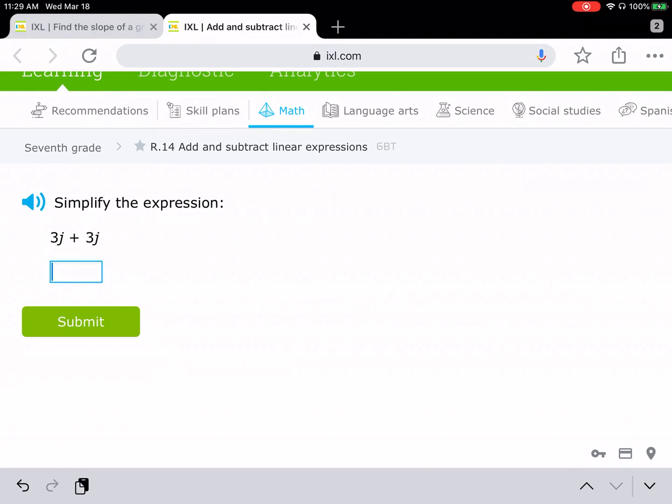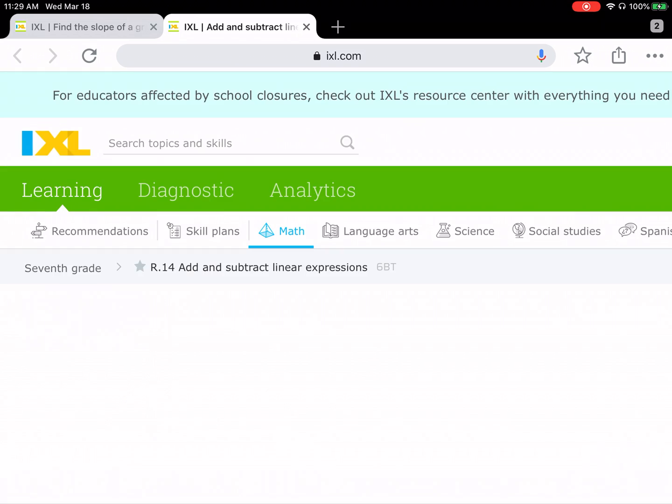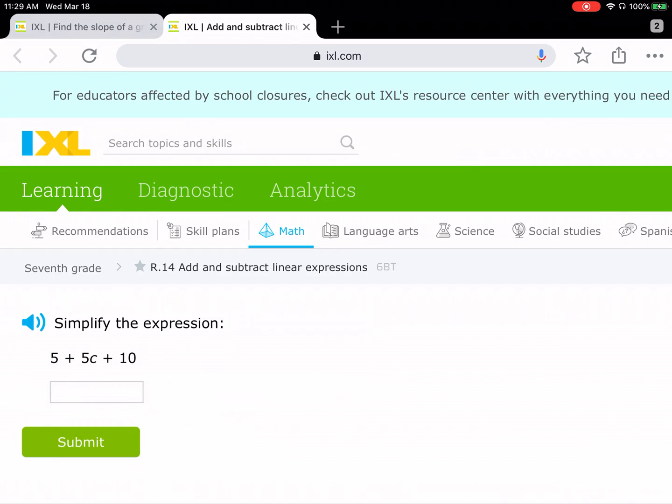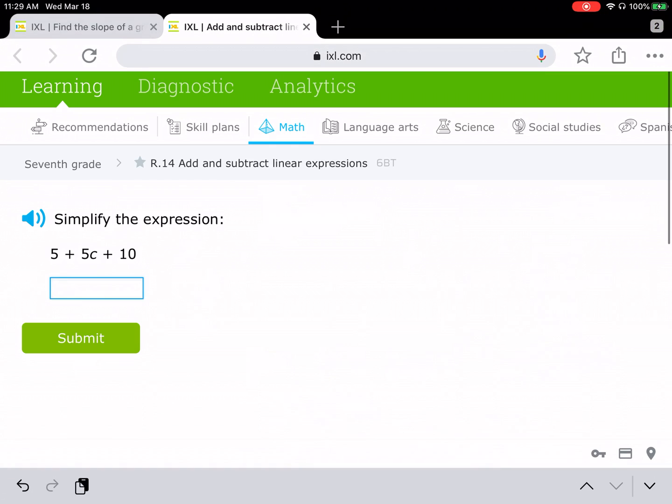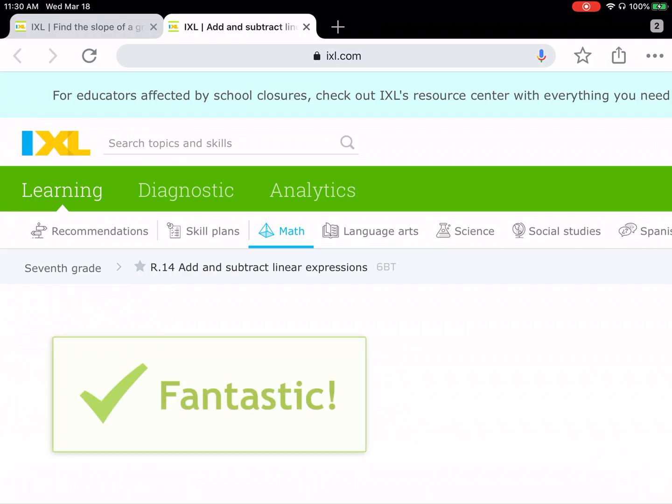3 jacks plus 3 jacks would be 6 jacks. All right, this one's a little weird, but I'm going to try to do this without showing you. How about just 5c right there? There's nothing you can add to 5c, so I'm going to put the 5c first. And now if that's gone, all I have left is 5 and 10, and 5 and 10 is 15. So that's something I want you to see there.